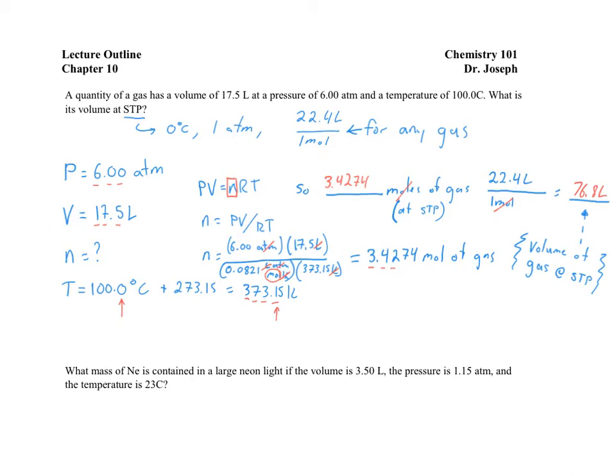We first wrote down the parameters that we were provided with, noting that n, the number of moles, was the missing parameter. We then took the ideal gas law, and we isolated that missing parameter n by dividing both sides by RT. We're left with n is equal to PV over RT. We then plugged in the value for pressure, volume, R, which is a constant, and temperature. That equals 3.4274 moles of gas, N.